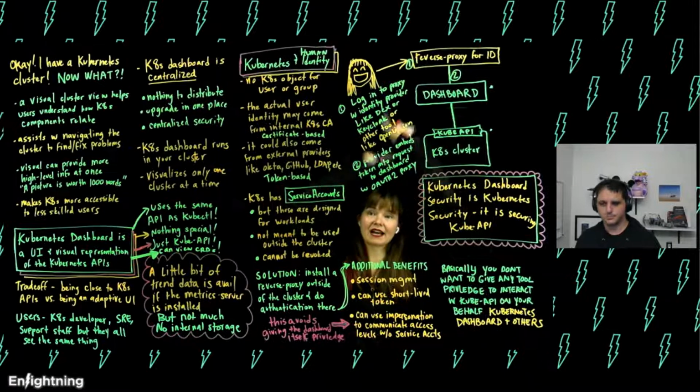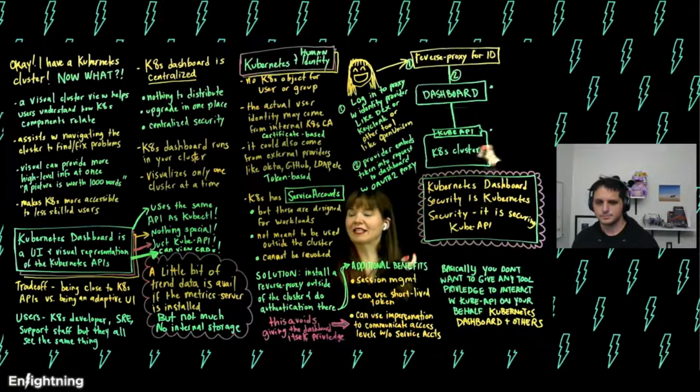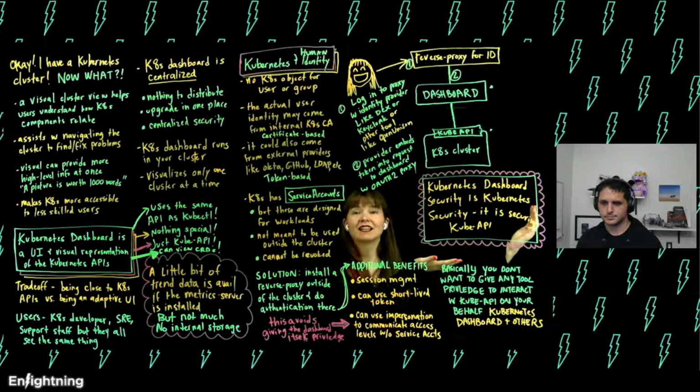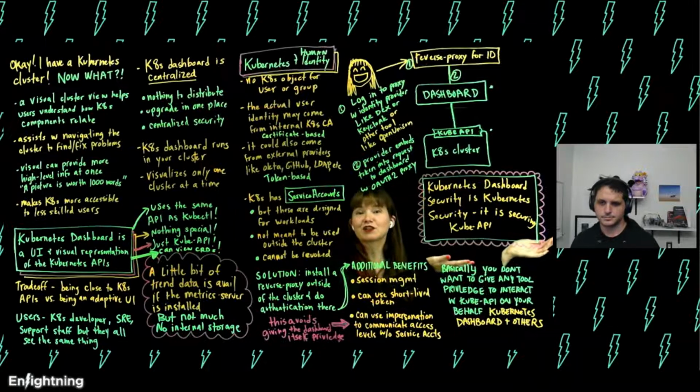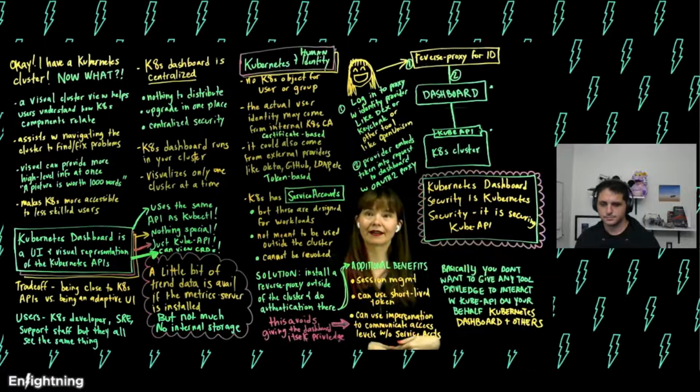And so this is a way to avoid it with dashboard and with any tool, which leads me to the last statement. Kubernetes dashboard security is Kubernetes security. It's all about securing your Kube API. And I think it's a recap of our conversation. Is there anything I missed or didn't get right? No, I think that's a pretty great recap.